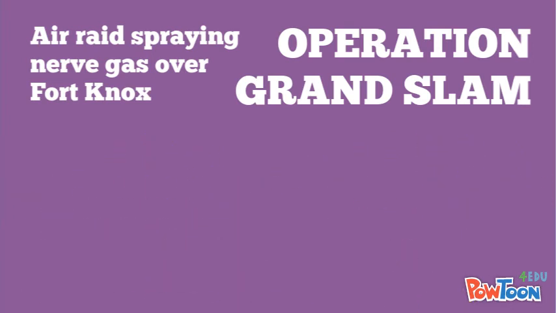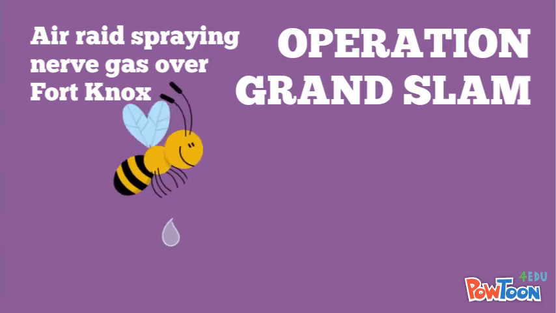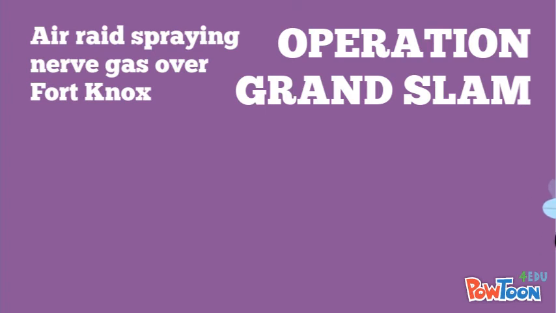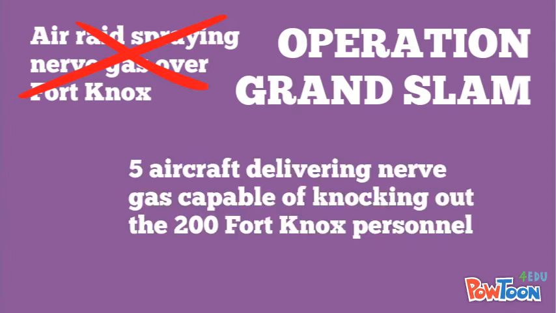What if the project delivered one tiny little drone with a few drops of gas? Does that meet the deliverable? Technically, yes, but I don't think it was what Goldfinger wanted. Instead, the deliverable could become 5 aircraft delivering nerve gas capable of knocking out the 200 Fort Knox personnel.